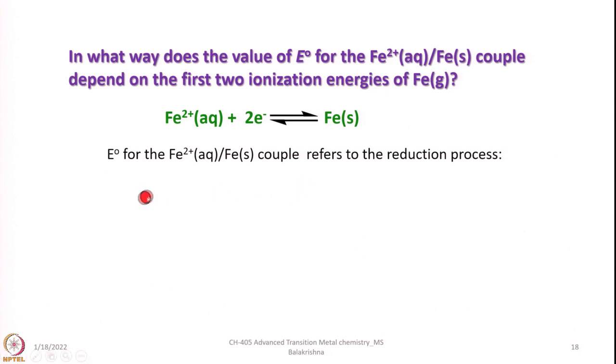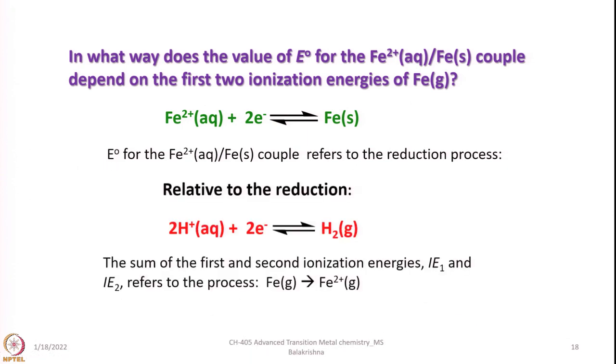E naught for the Fe2 plus to Fe couple refers to the reduction process. This is the redox potential I am referring to. E naught is the redox potential, relative to the reduction of 2H plus, which takes 2 electrons in a reversible fashion to form the hydrogen molecule. That means the sum of the first and second ionization energies, IE1 and IE2, refers to the process of Fe gaseous giving Fe2 plus. That means you have to take one electron using the first ionization energy and apply the second ionization energy to strip another electron to form the dication.